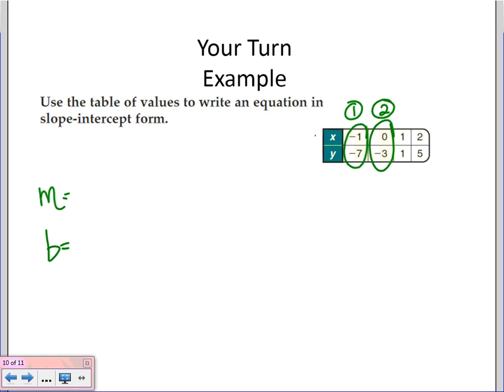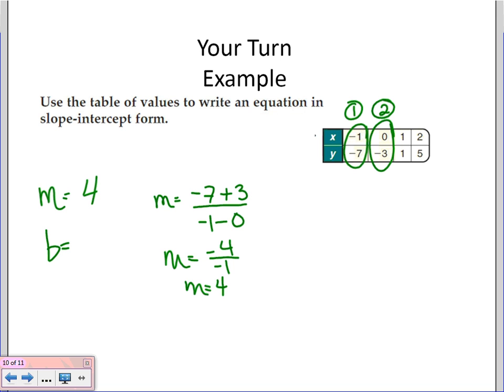Okay, so I'm going to plug in here negative 7, for this is m, negative 7 minus a negative 3, which becomes plus 3, over negative 1 minus 0. And then we say m equals negative 4 over negative 1, which is simply just 4. Okay, and then I'm going to choose this point right here to be my x and y. Honestly, you could choose any one you want. You could choose this 1, 1, this 2, 5, 0, negative 3, whatever your heart desires.